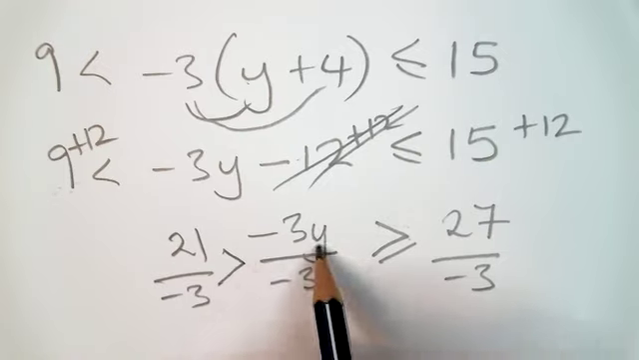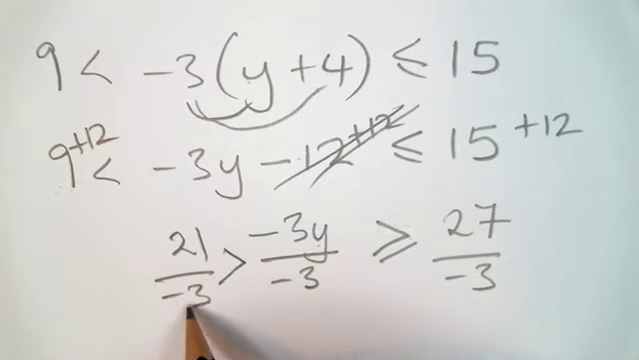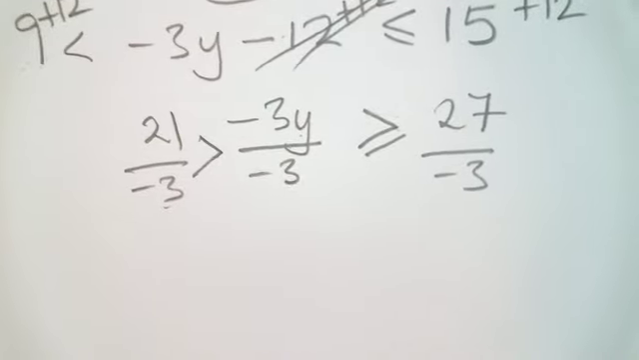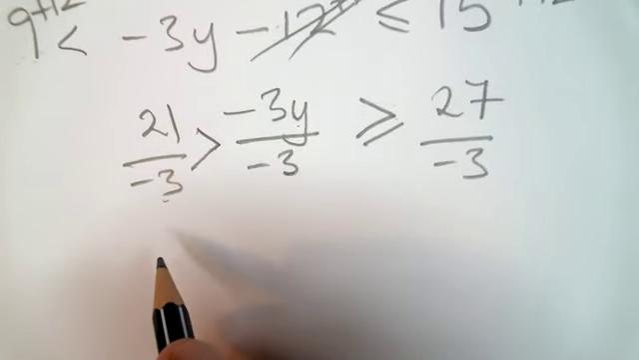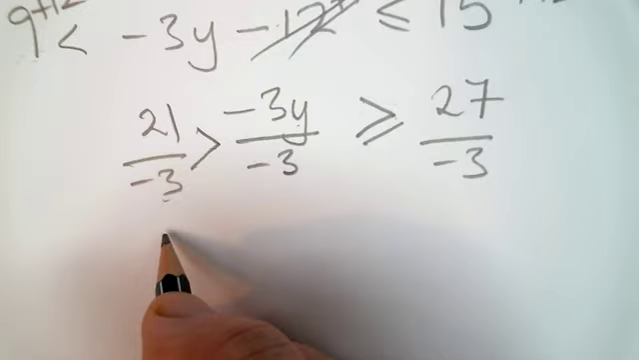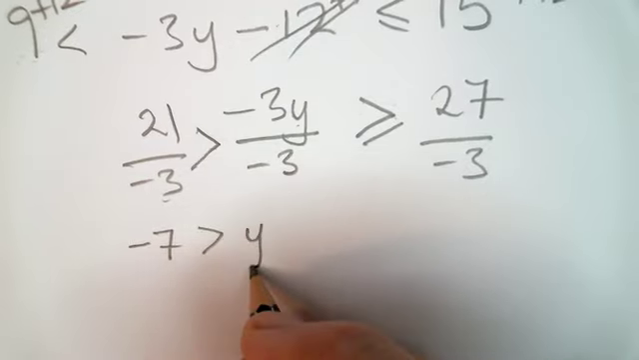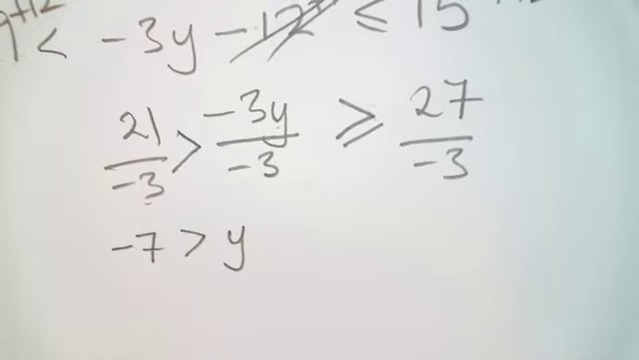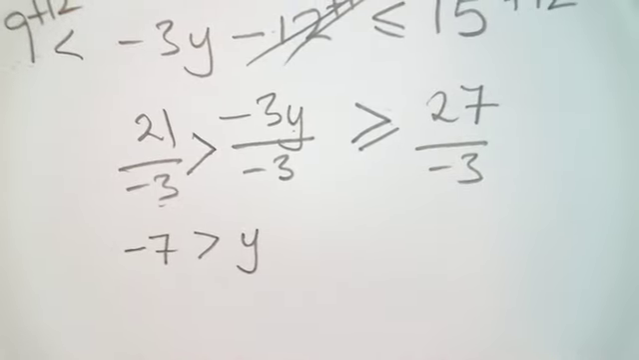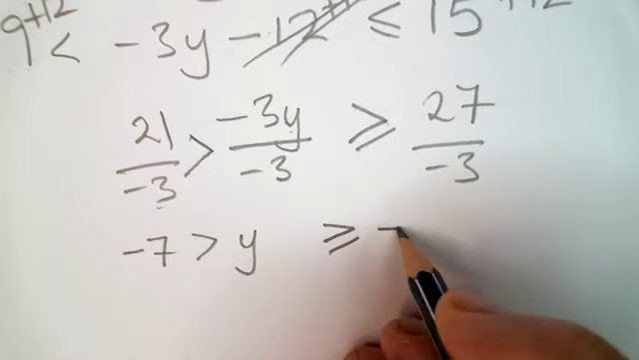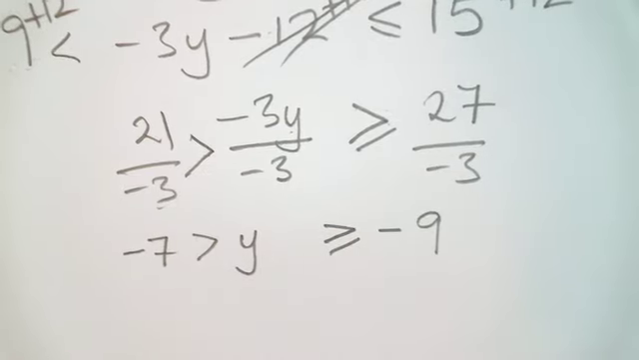So this is less than this, or 21 over negative 3 is greater than the inequality in the center. Now I can simplify. I know that 3 sevens are 21, so it's going to be negative 7 is greater than y. That's exactly where I want y. And 3 nines are 27, so it's going to be greater than or equal to negative 9. So there is my solution as an inequality.